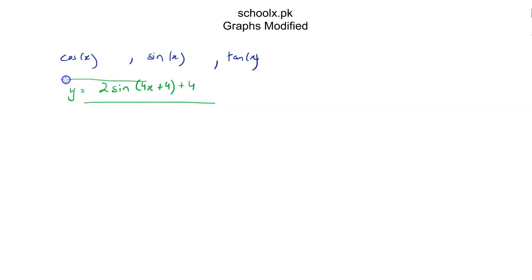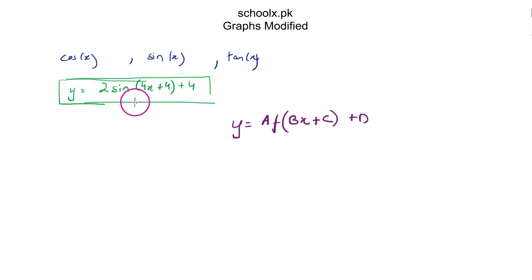You can draw it by putting in the values of x and plotting the corresponding values of y. But how will I sketch it if I don't have graph paper, which is exactly required in your P1 maths exam? So for that you'll have to learn this general equation, which is y equals a f(bx plus c) plus d. Now whatever equation you're given, whether it is sine, cos or tan, we'll just have to compare that equation with this general equation.